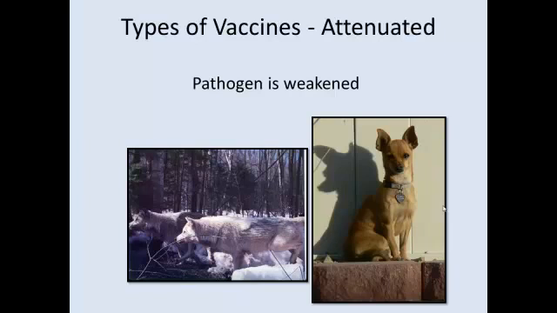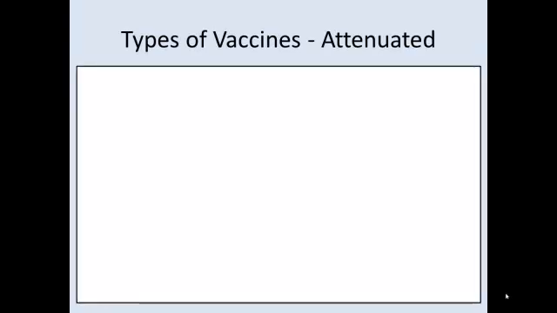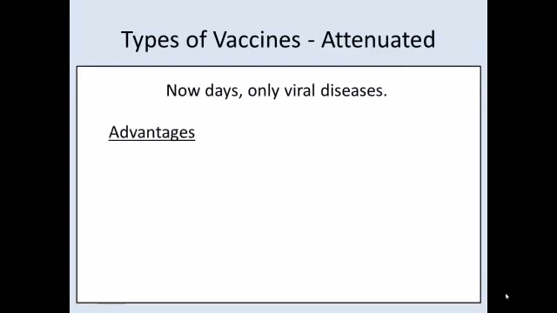Okay, and so your immune system is up and ready and knows how to tackle the attack. That's kind of what's happening. It's a good analogy anyway for what happens with live or attenuated vaccines. Now, attenuated vaccines, nowadays we only use for viral diseases. And there are some advantages and there are some disadvantages for attenuated vaccines.